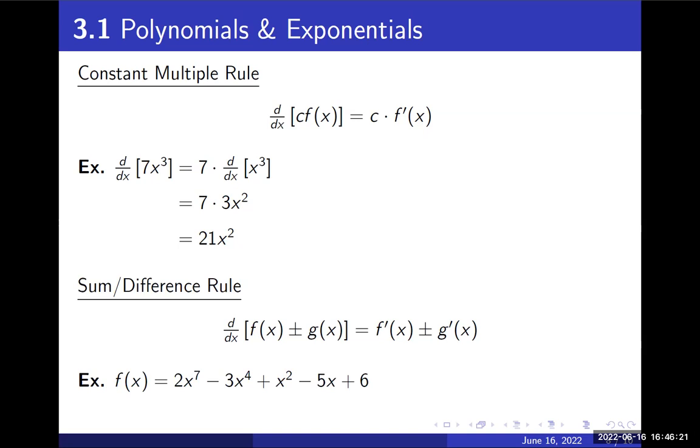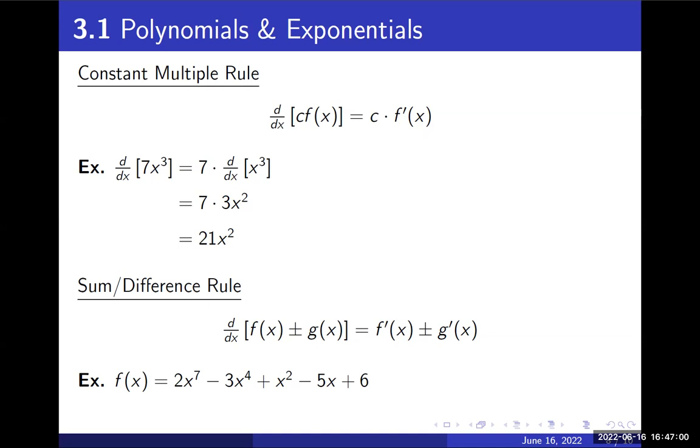The sum and difference rule. The same rule will work if you're adding or subtracting two functions together. Here's the rule itself: the derivative of f of x, either plus or minus g of x. This is a really, really nice rule. It turns out if you're adding or subtracting two functions, you can do their derivatives separately and then add or subtract the results, just being consistent with what was happening before. So f prime of x, either plus or minus g prime of x.